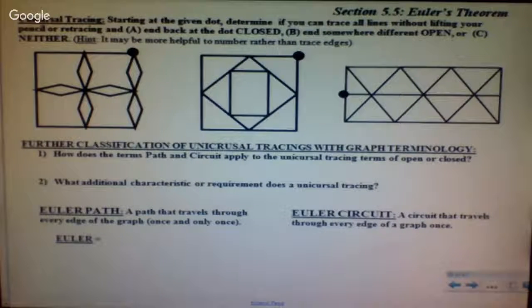Did anybody find the graph where you can start at the dot, cross every line and make it back? Yes. Which one? The middle one. Yeah, that's the one I got. That's the one I did good on. Okay. The middle one, you can start at your dot, you can touch every line and make it back.